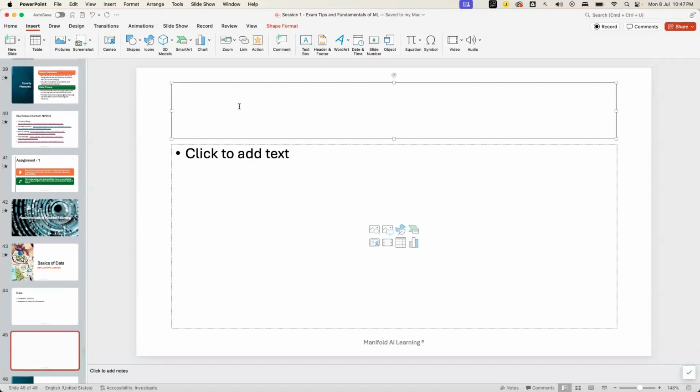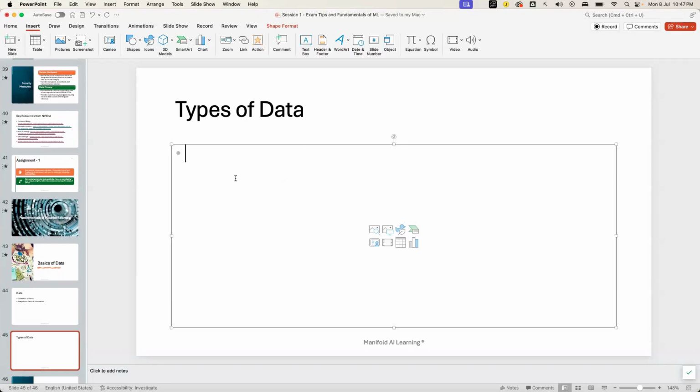Now, the way that we perform the analysis or derive the information depends on the type of data that we have. So let's start with the basics of data from the perspective of statistics. When I say types of data, there are two types of data. One is numerical data, and the other is categorical data. This is how we can classify the data.